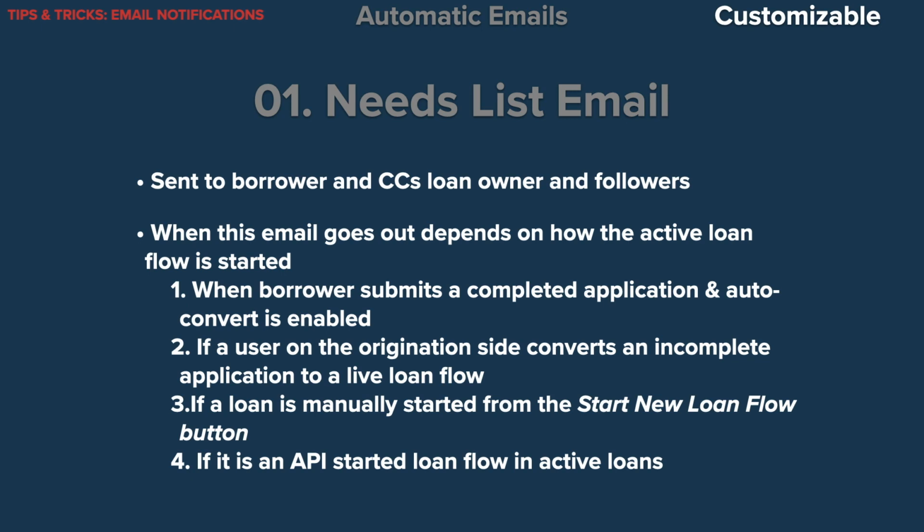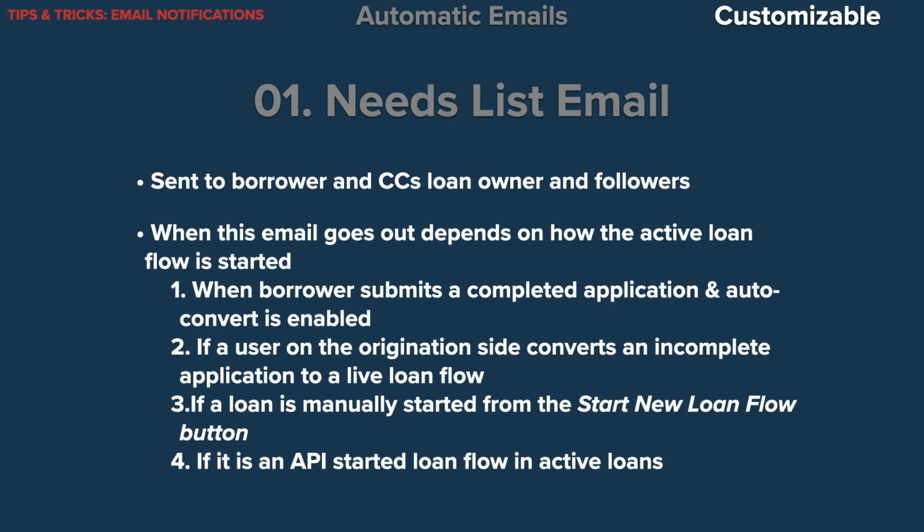So when a borrower submits and completes a loan application and auto convert is enabled, you'll notice that the initial needs list email is sent out to the borrower. Again, you're going to be CC'd on that email, so you're aware that activity is taking place in your pipeline. The second way is if a user on the origination side converts an incomplete application to a live loan flow, that's also going to send out an initial needs list email.